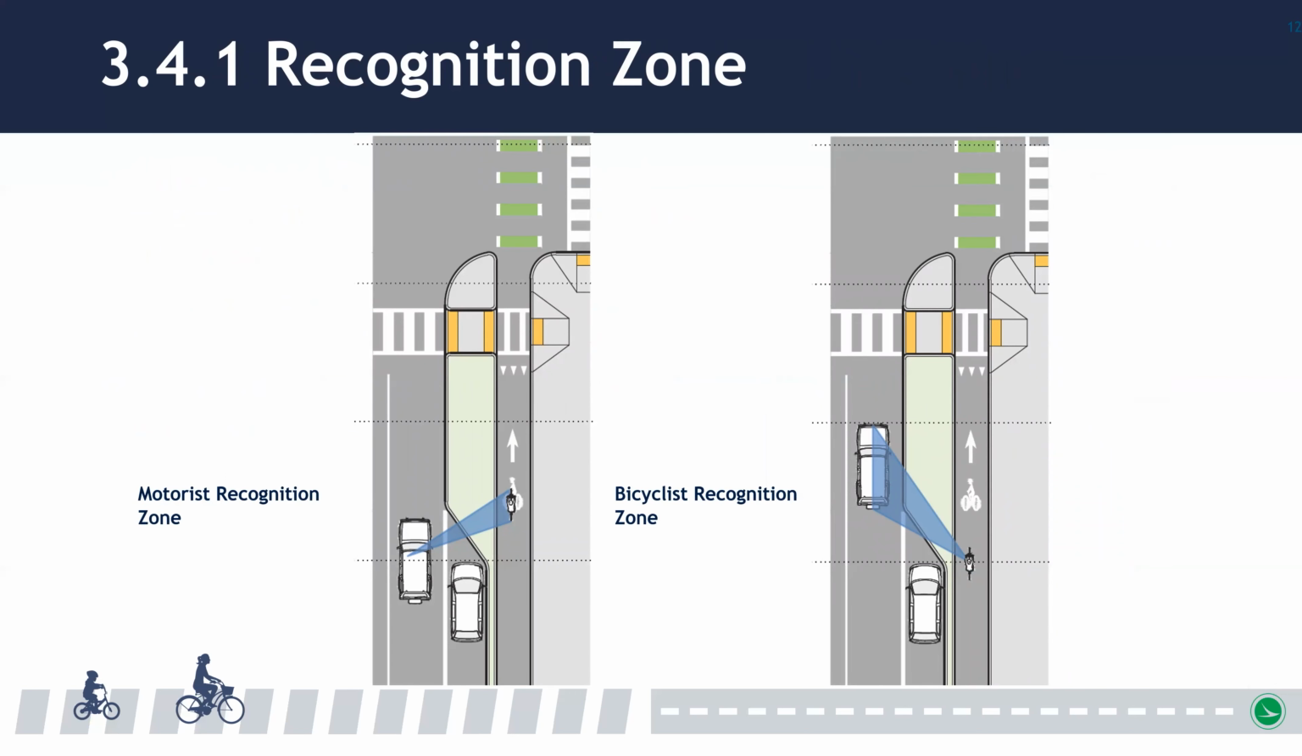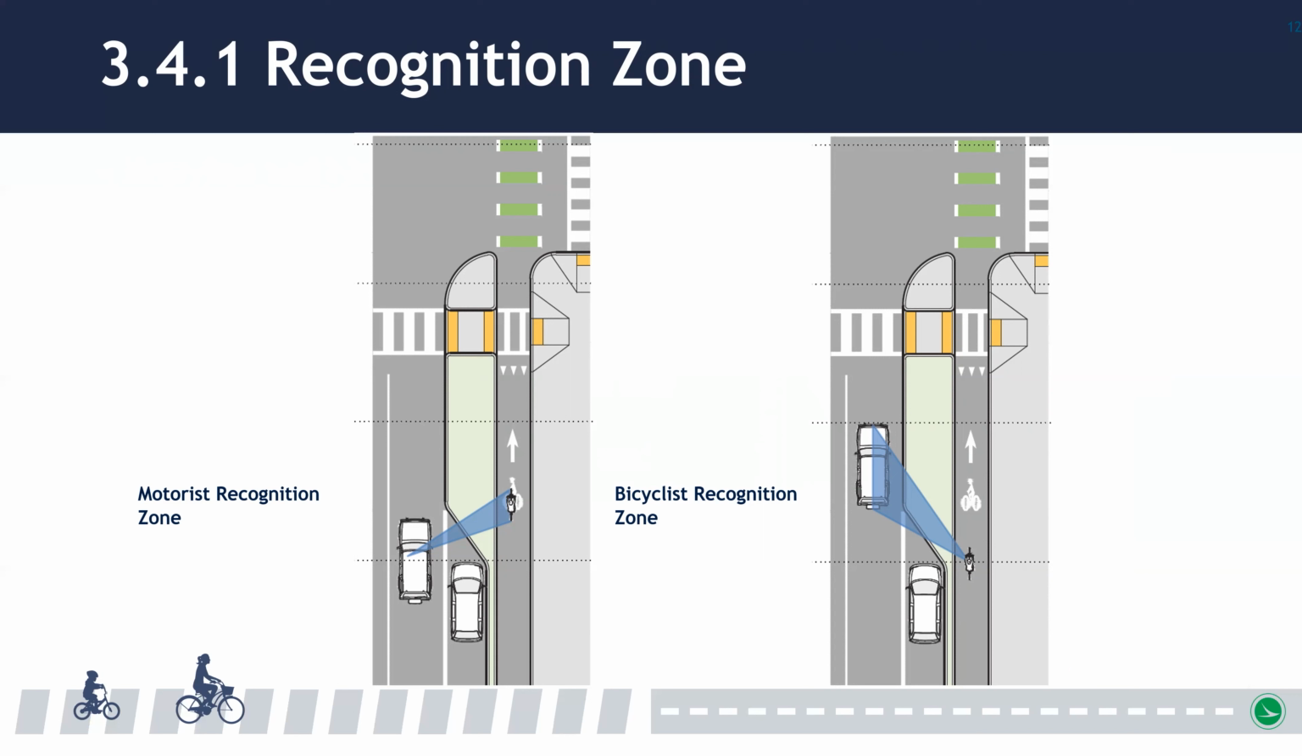Let's break down the graphic on the slide. The first zone when approaching an intersection is the recognition zone. In this zone, an approaching user has an opportunity to see the other user and evaluate their respective approach speeds based on their position. The condition on the left shows a situation where a bicyclist is ahead of a motorist, whereas the condition on the right shows a motorist ahead of a bicyclist within the recognition zone.